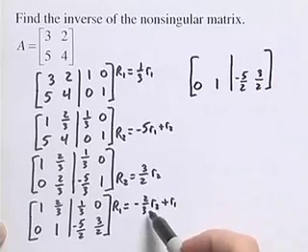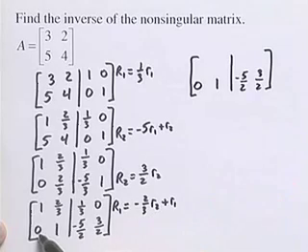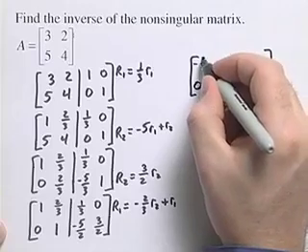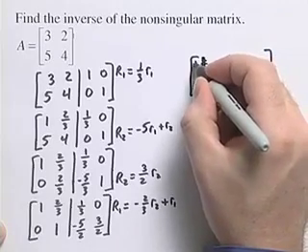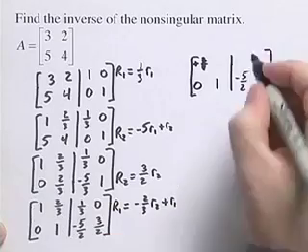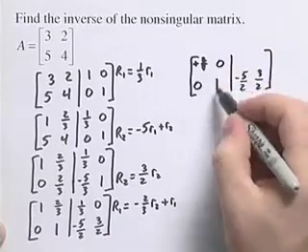Now we need to perform this operation. -2/3 times 0 plus 1 is still 1. -2/3 times 1 plus 2/3 is 0. So now we have our identity matrix.